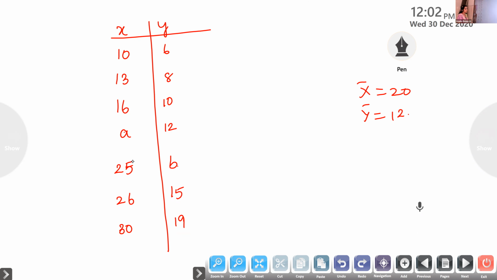So what is the formula for mean? X bar is 20, what can you say? Sigma xi by n is 20, isn't it? What is sigma xi? From here, can you calculate what is sigma xi? Likewise, here also you find out what is sigma yi. What is sigma xi?